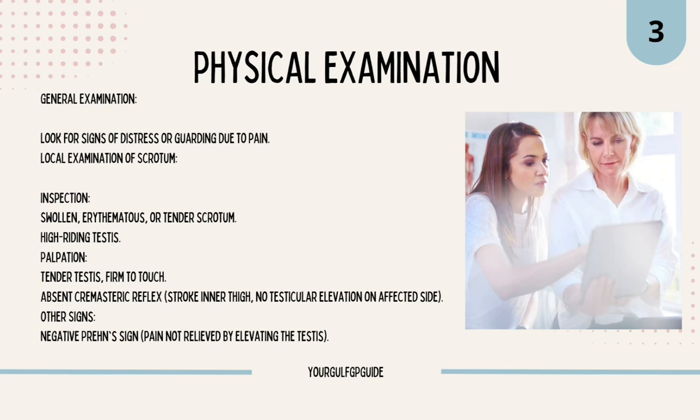Okay, another sign that you can do is the negative Prehn sign, because this Prehn sign is important as it will help you differentiate between infection and testicular torsion. Because in case of infection, the pain will be relieved while you elevate the testis upward. So in this test, Prehn sign will be positive in case of infection, but in case of torsion, it will be negative.